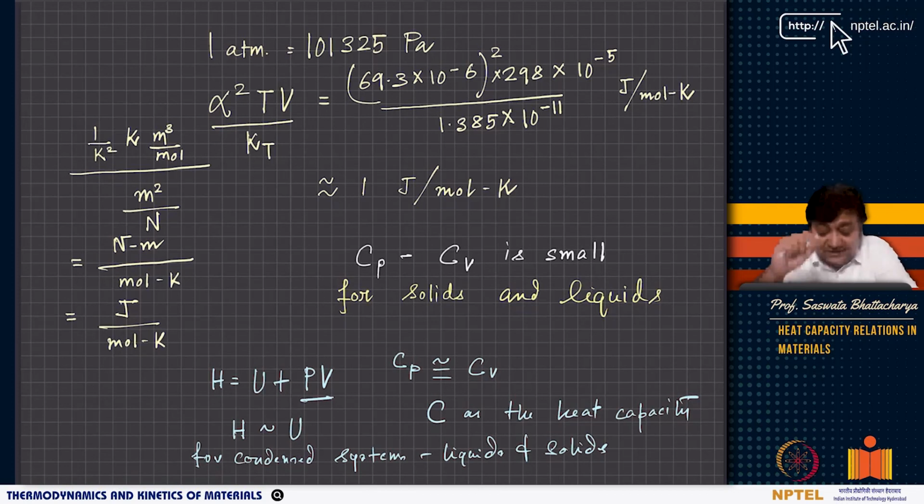However, as you can see, there is still some difference: Cp minus Cv is 1 joule per mole Kelvin. It's not really that small, but it is much smaller if you compare to gases. That's right.